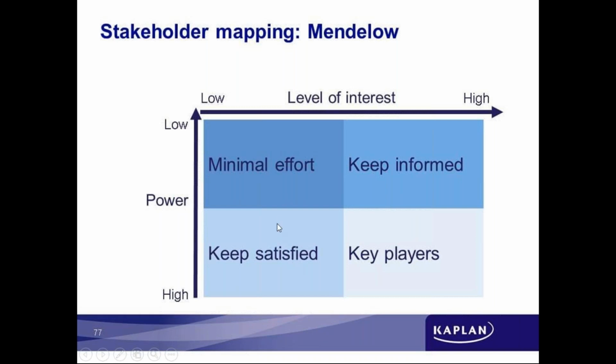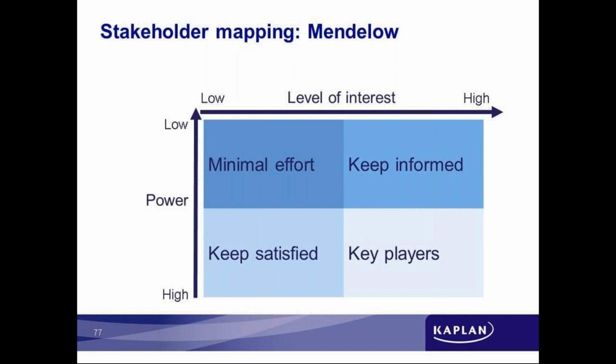Now let's say, okay, keep satisfied. Their level of interest is low, power is high. Meaning they don't want to know what's happening, but they want something from you, so you have to give them what they want. If you don't give them, their level of interest will increase and they will start moving from this to this quadrant and they become key players. They will become influential.